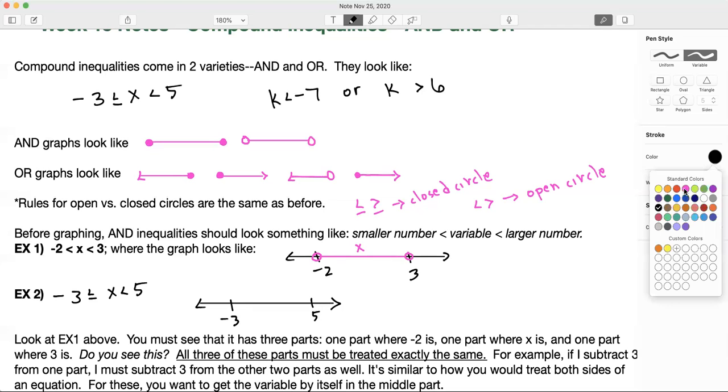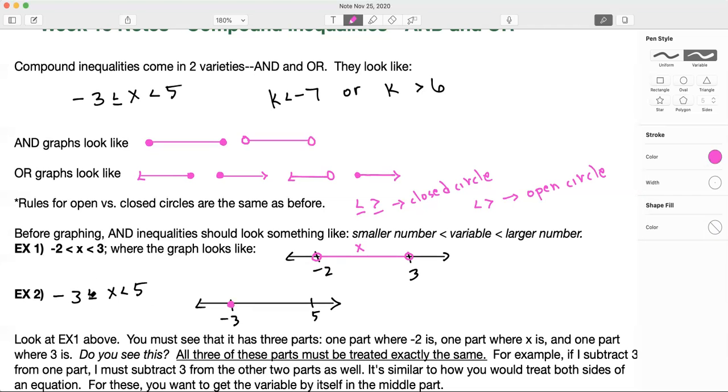and we have a closed circle here at -3, right? Because of the less than or equal to. And then we have an open circle here between the x and the 5 because it's just less than. And then we have to close up our gap right there neatly. As neatly as we can. Okay? Even though that wasn't very neat. But you get the picture. And that is an "and" graph.